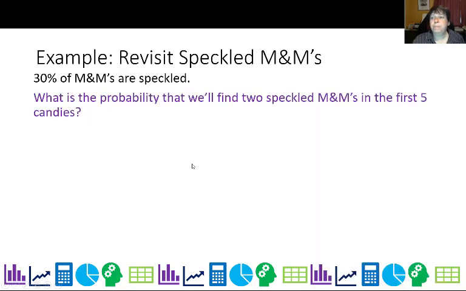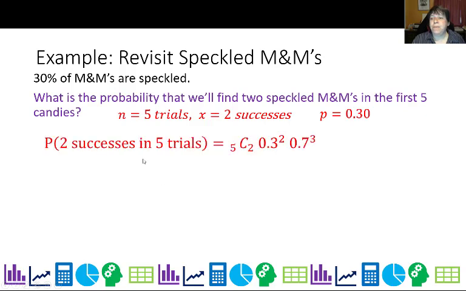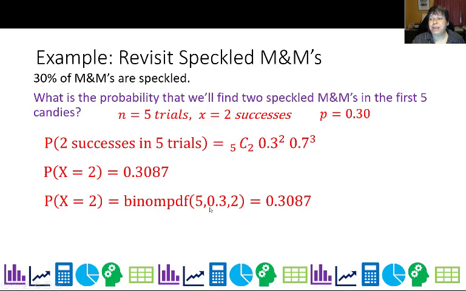So we're going to revisit the speckled M&Ms example, where n is 5, x is 2, and p is 0.3. If I want 2 successes in 5 trials, and I'm using the fancy formula, and that's for those of you who are going to be doing more stats later or are interested in the formulas, I get this number. But also, if I do it in my calculator, I get the same number.